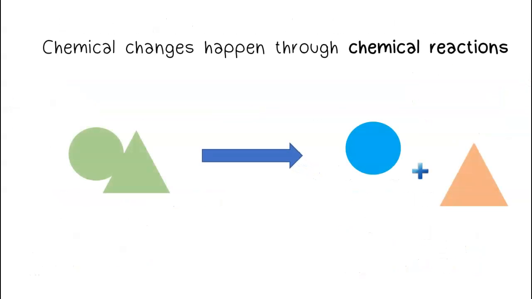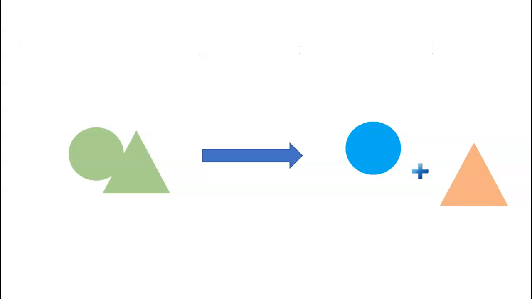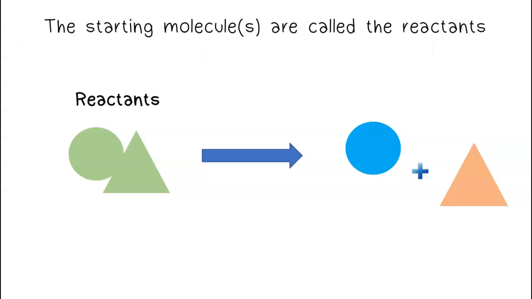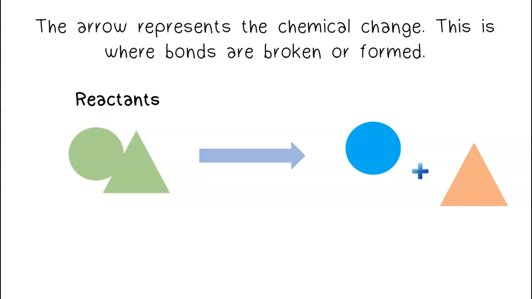Chemical changes happen through chemical reactions. Let's take a look at the basics of a chemical reaction. The starting molecules are called the reactants. You could have one reactant or several reactants, but the reactants will always be found before the arrow. The arrow represents the chemical change. This is where bonds are broken or formed.